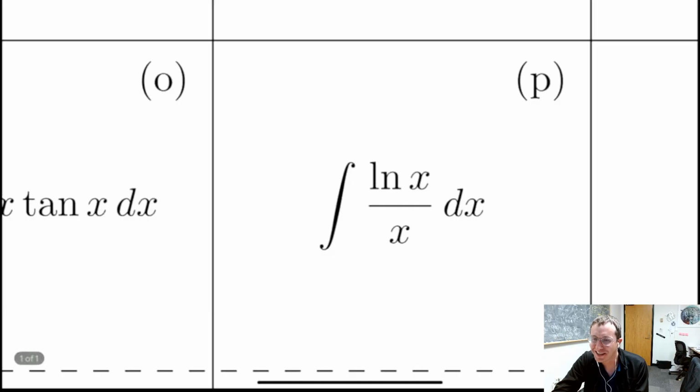Anyone Fouriering their transform right now? I don't think I want to say. Will we get arrested if we forget to write the plus c? Quite possibly, yeah.